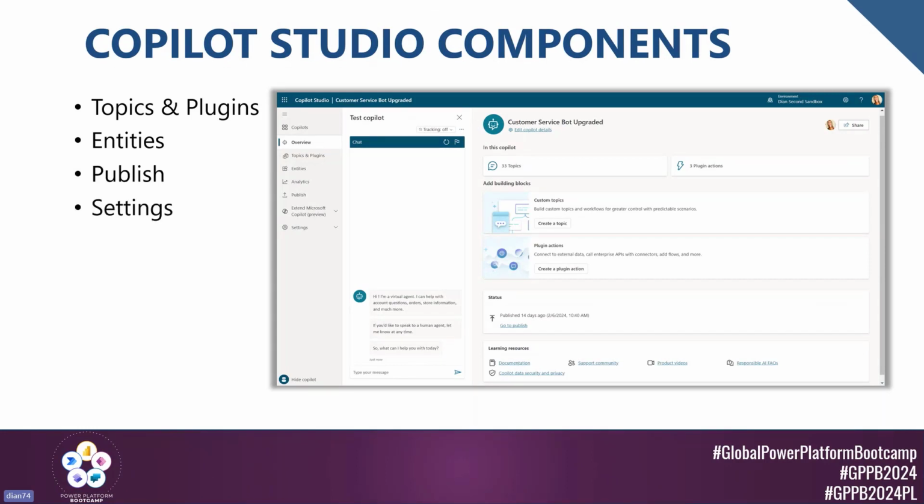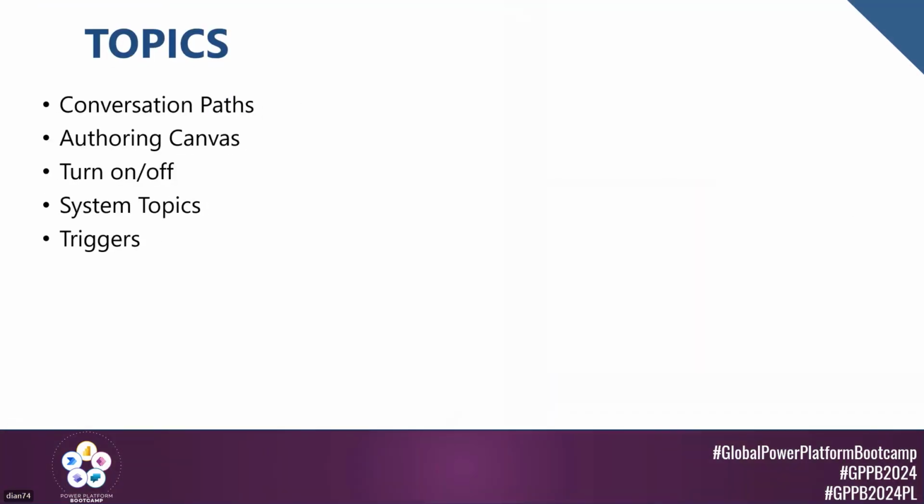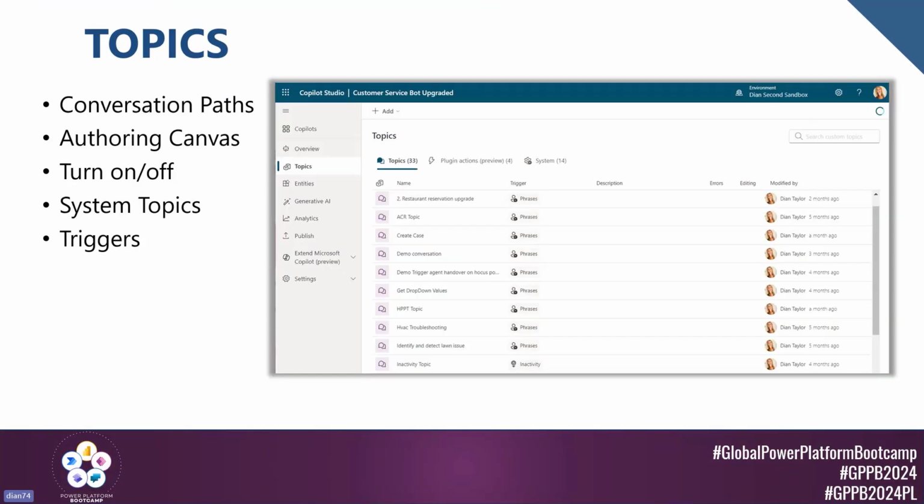So these are some of the things that we're going to talk about. I'm going to talk a little bit more about some of those generative AI features as well, but I first kind of wanted to explain what are some of the Copilot Studio components that we can use, for example, to build our topics and plugins, etc. So let's just go ahead and start with the topics and plugins.